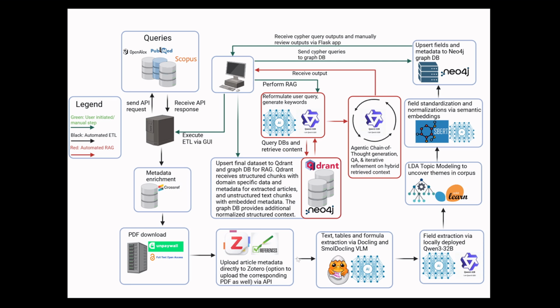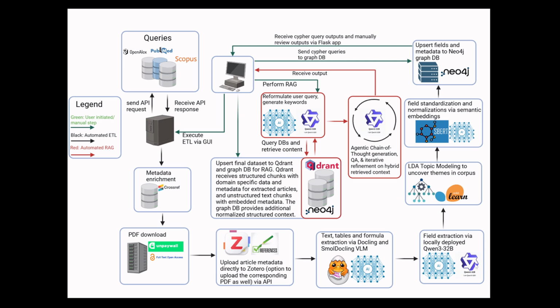After you're done syncing with Zotero, then it goes to the text extraction using docling and small docling. I replaced their code formula model with their small docling model because the code formula model was pretty bloated and always had problems. But once you extract your text, tables, and formulas, it gets exported as Markdown. The Markdown for each article is then fed to an LLM, and the LLM does the field extraction.